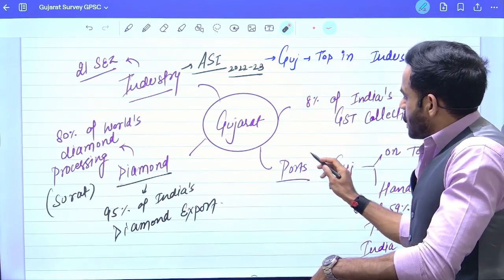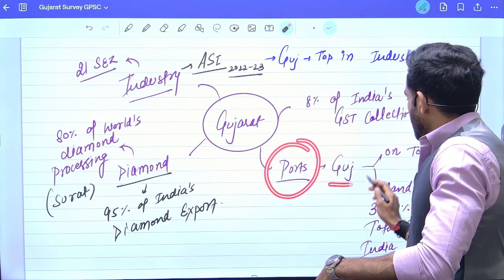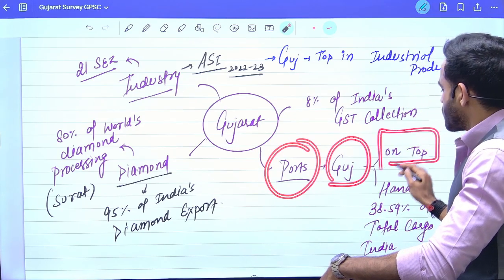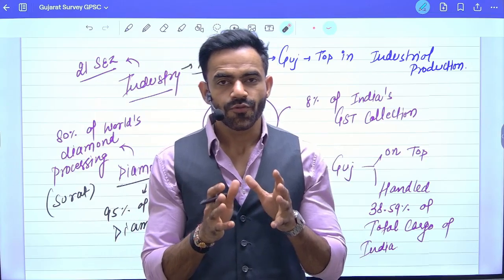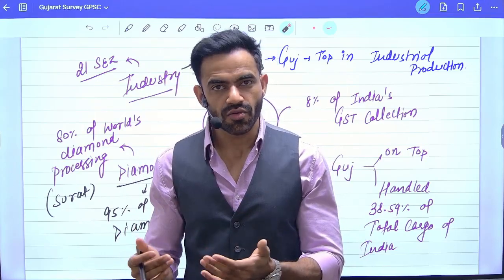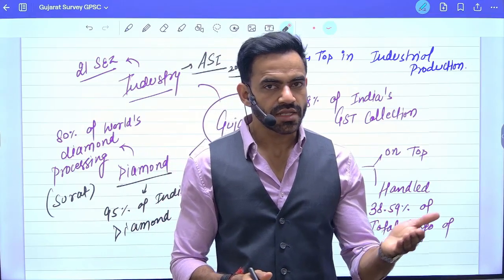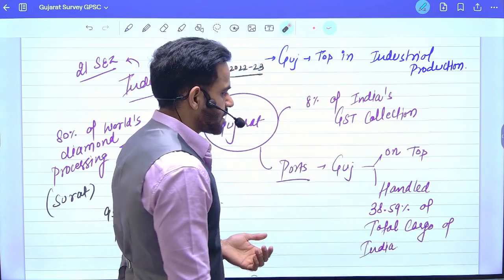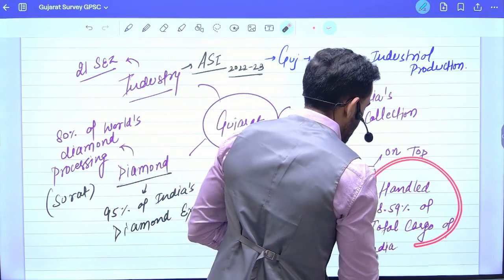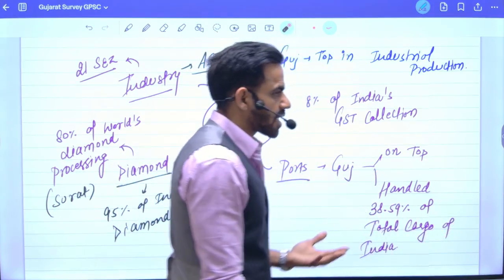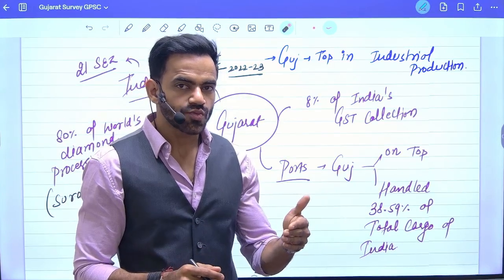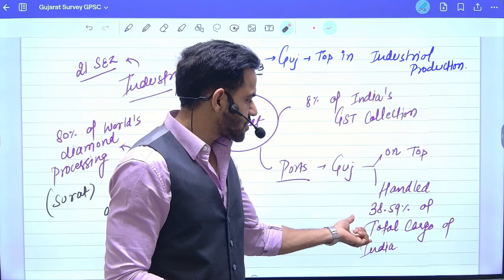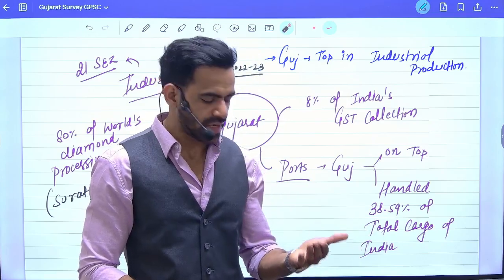Okay, now in terms of ports, Gujarat is on top position in terms of cargo handling capacity. Cargo handling capacity basically means which state handled how much cargo. So in terms of that, Gujarat is on top position, and it handled roughly 38.5% of India's cargo capacity. So that shows that Gujarat is one of the leading states in terms of connectivity or infrastructure.